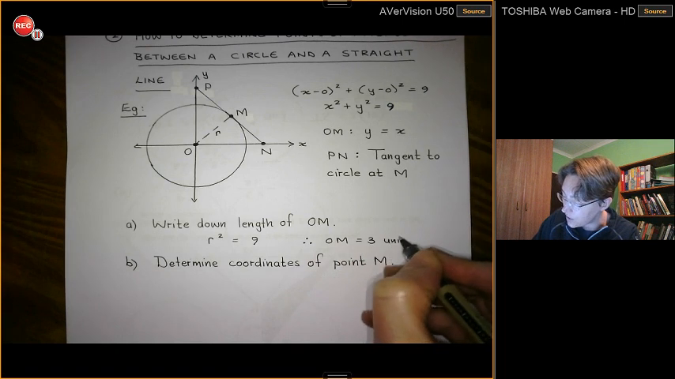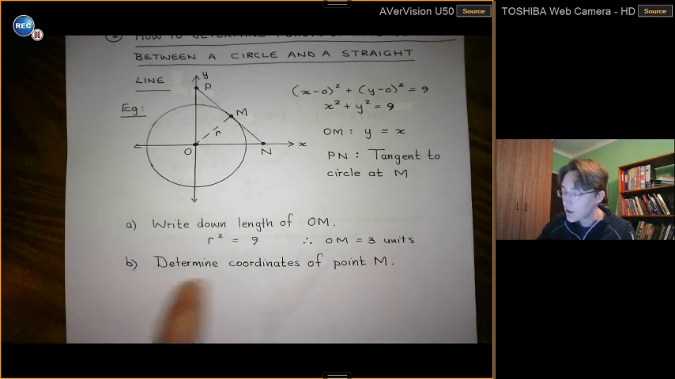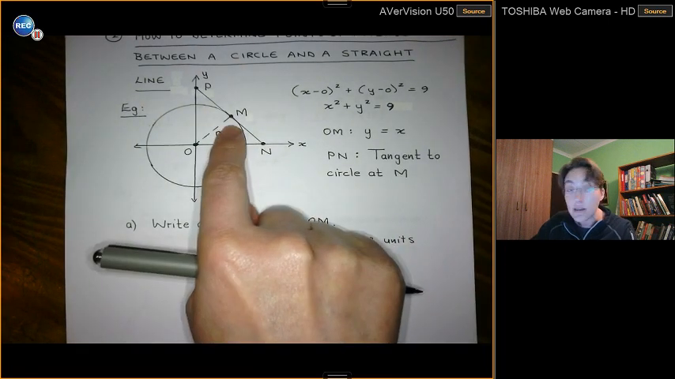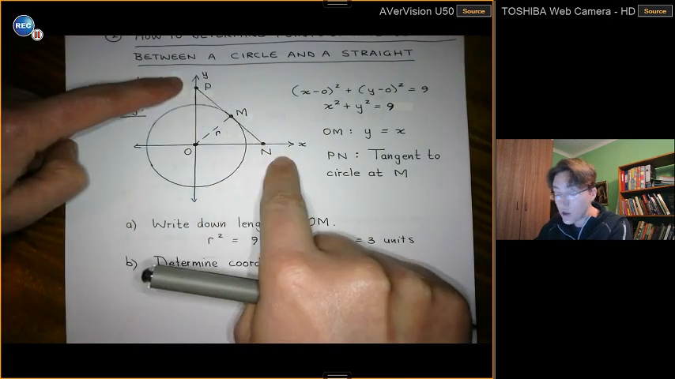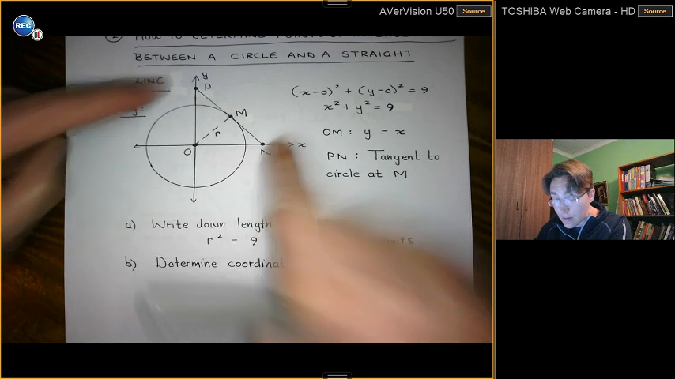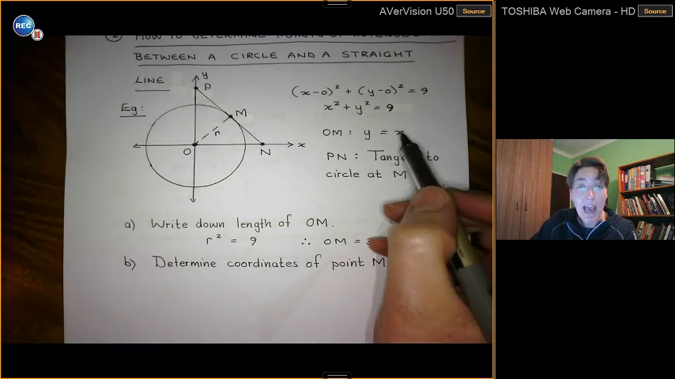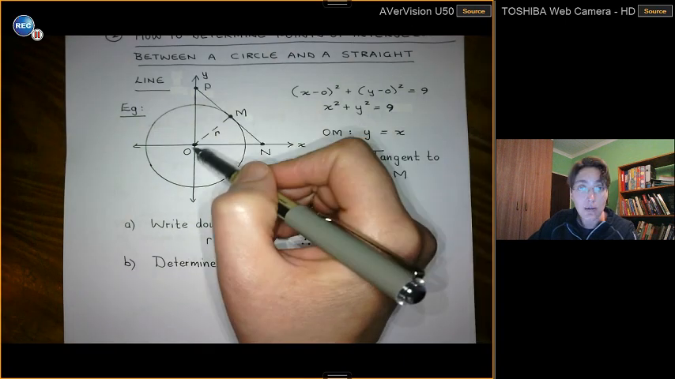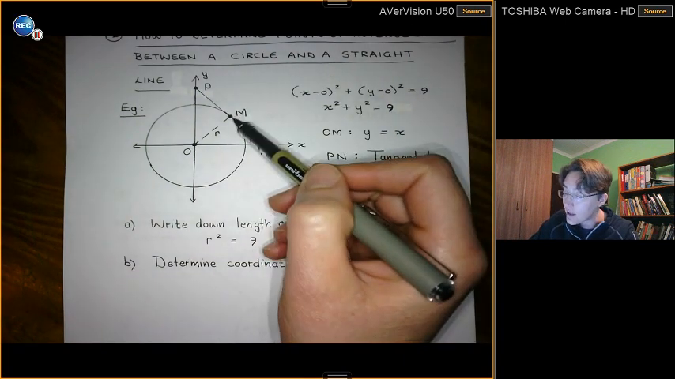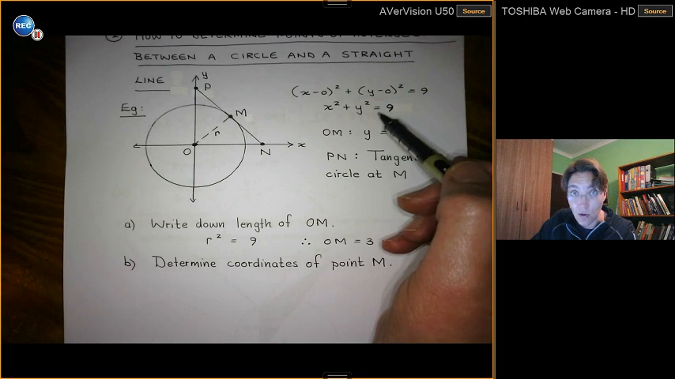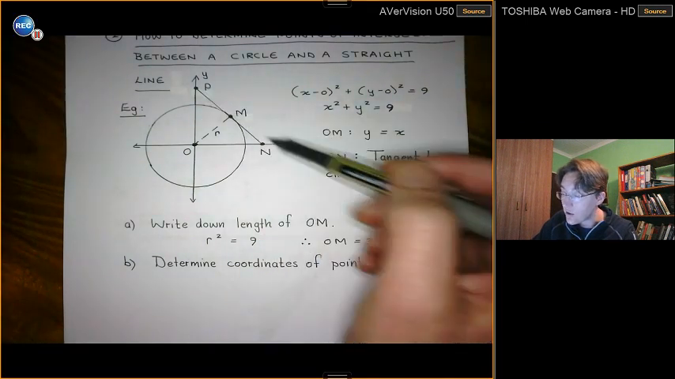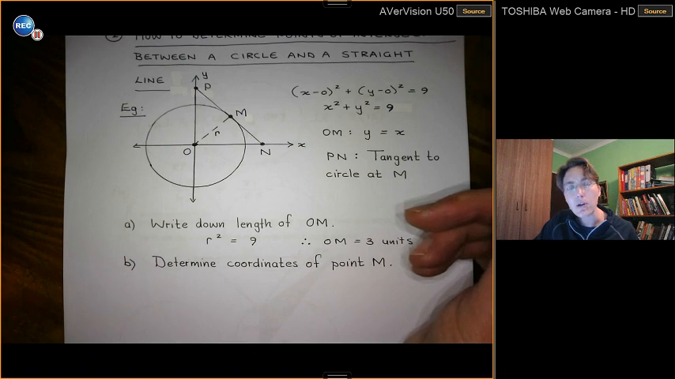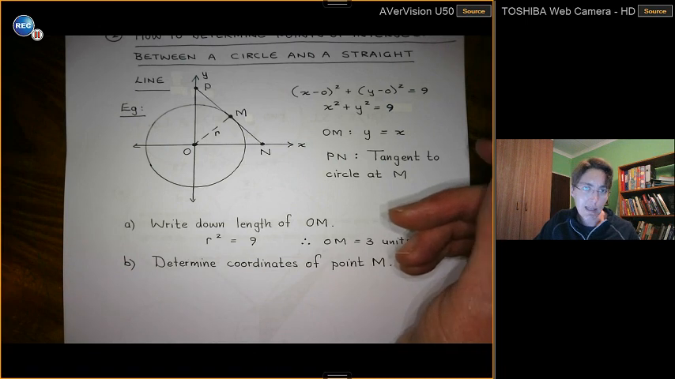Now, the next question is to determine the coordinates of point M. Now, I'm fully aware of the fact that M is the point of contact of that tangent, but they haven't given me the equation of the tangent. They've given me the equation of that radius. So they've given me the equation of the radius, and they've given me the equation of the circle. So because I don't have the equation of the tangent, unlike one of the previous examples that we did, we can't solve the tangent and the radius simultaneously.